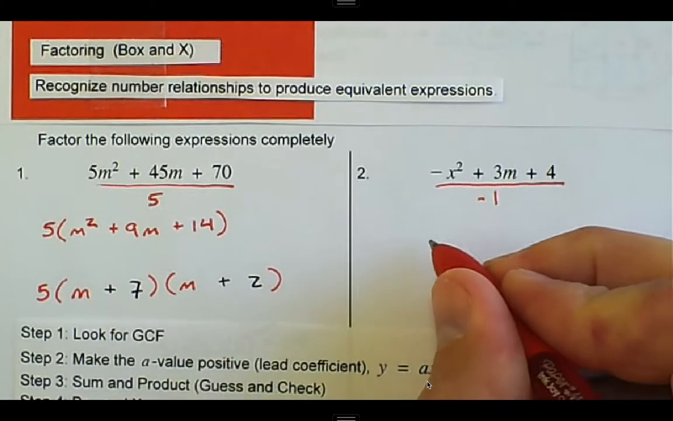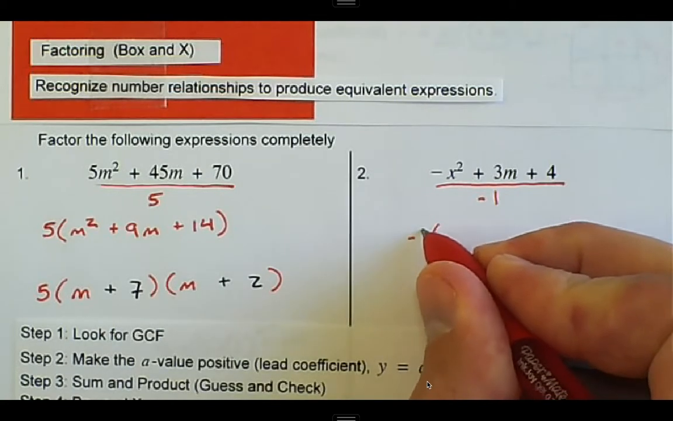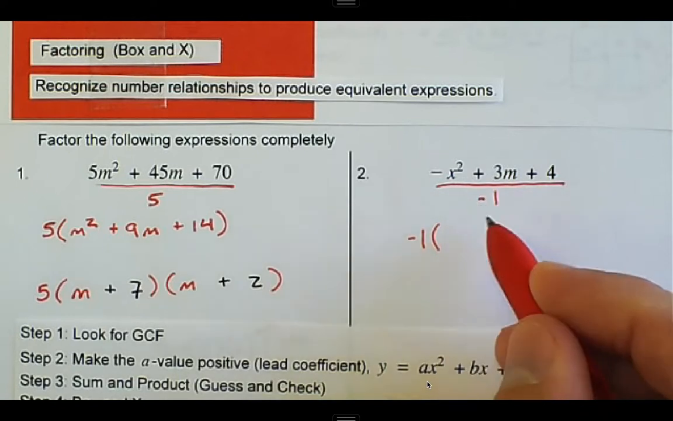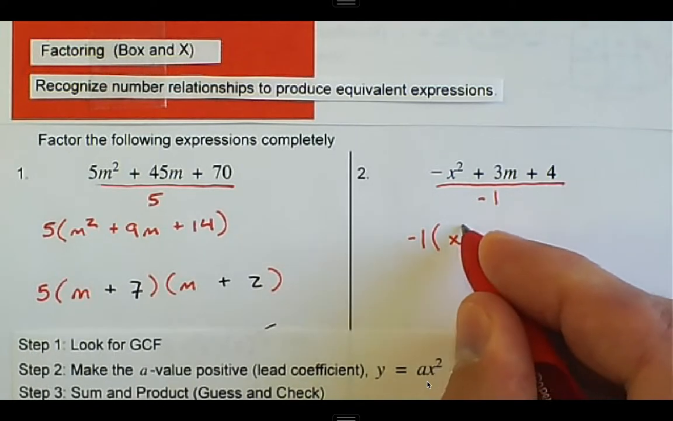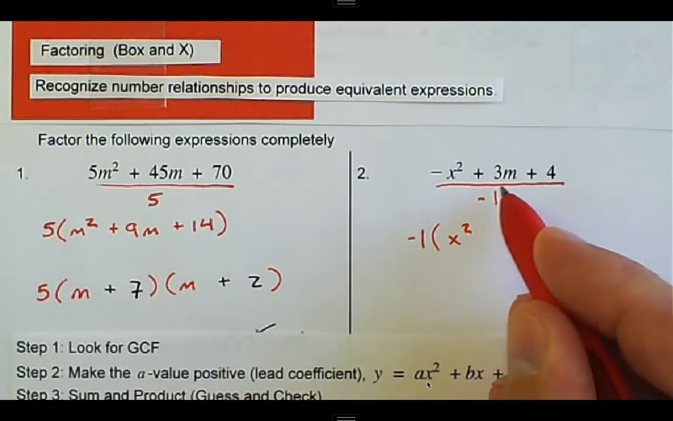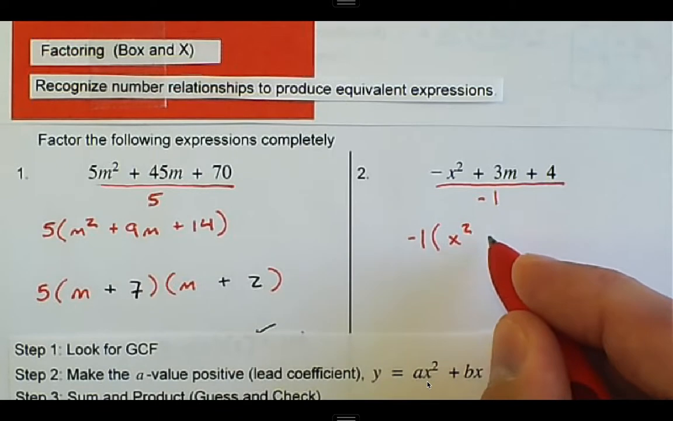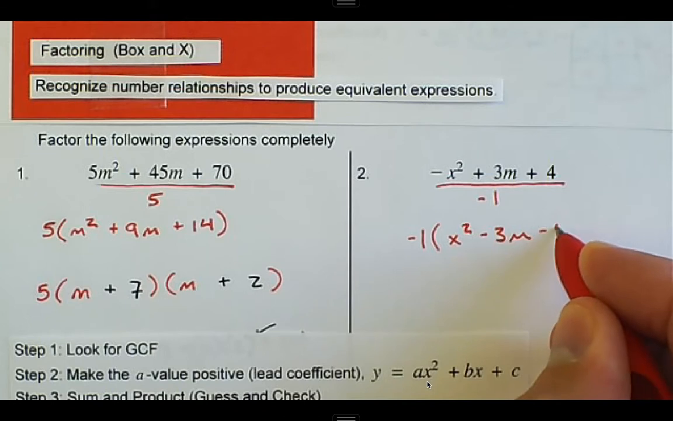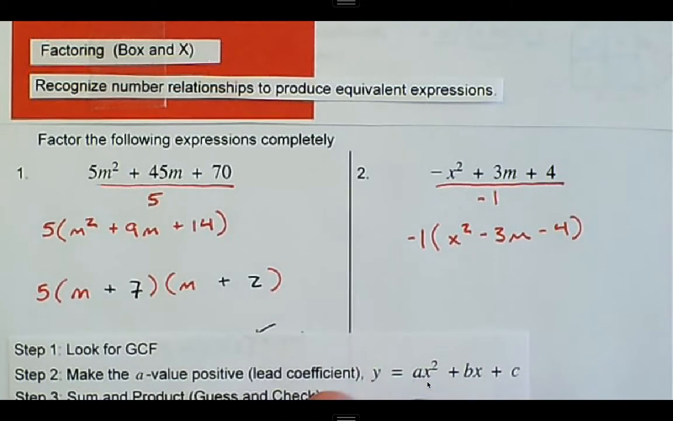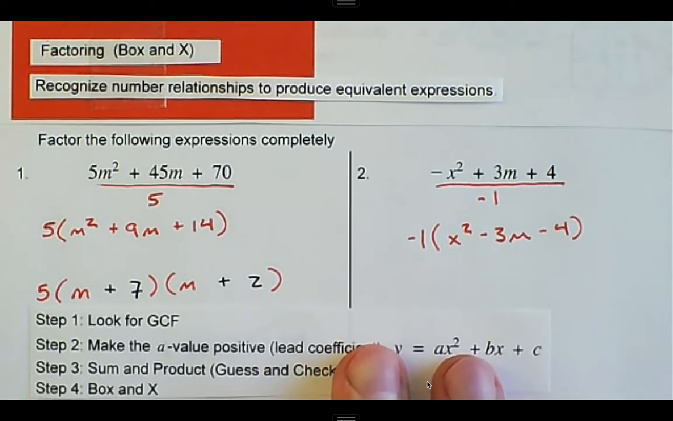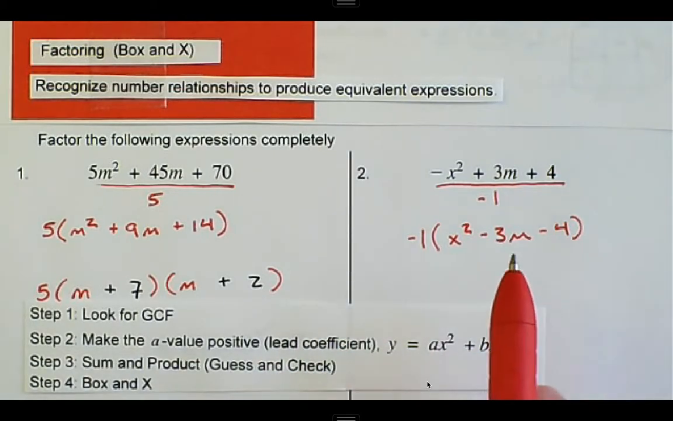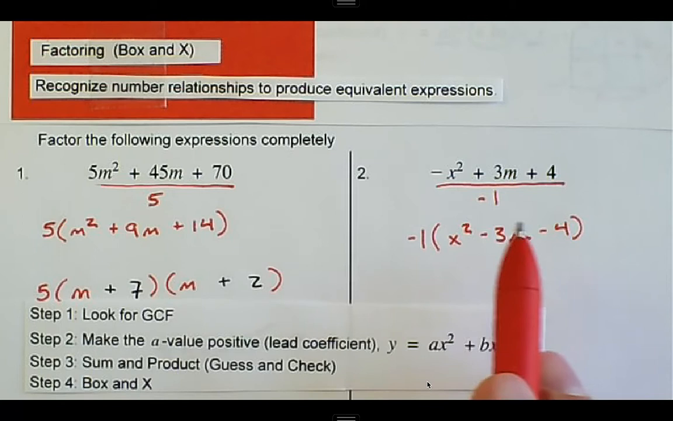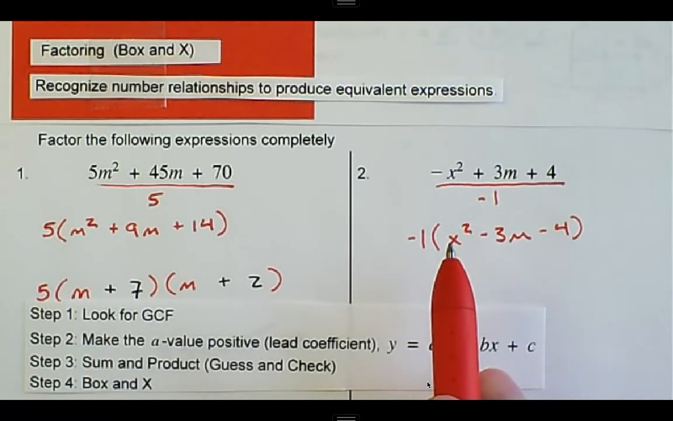And so we factored the -1 out. So the -1 goes outside of the parentheses. x squared divided by -1 is x squared. And then the positive signs both change to negative. So we'll have -3x and -4. The next thing, we check to see if we have a leading coefficient that's positive, and inside the parentheses we do. The leading coefficient is 1 again.